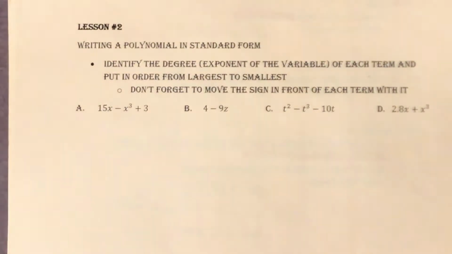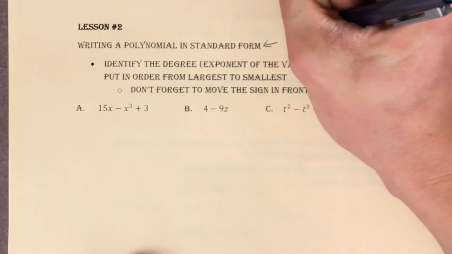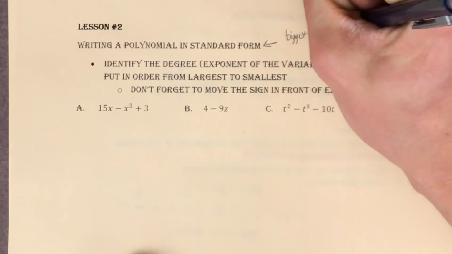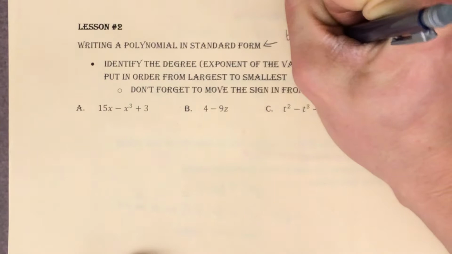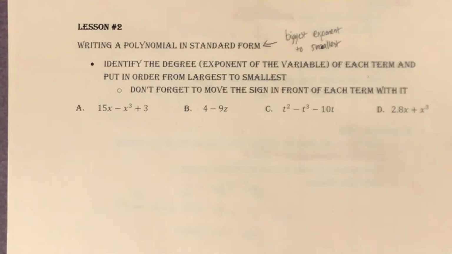All right, guys, we're on to lesson number 2, which is all about writing a polynomial in standard form. Now, when we're writing the polynomial in standard form, remembering that this standard form means that it goes from biggest exponent to smallest, right? Biggest exponent to smallest. Well, in order to do that, we need to be able to determine which terms have what exponents so that we can get them in order, all right?